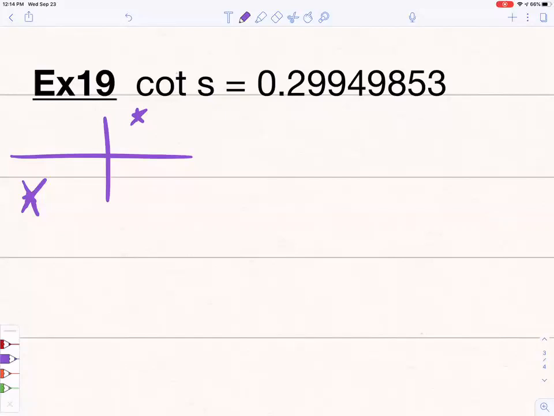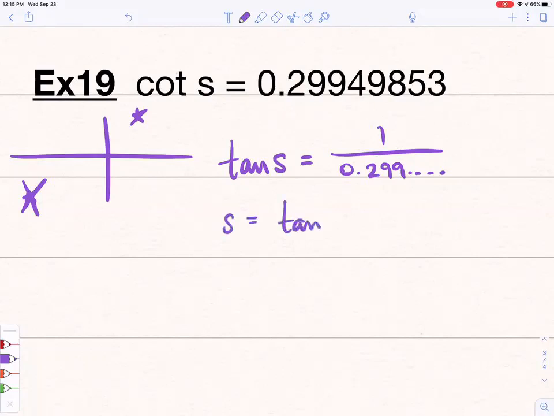Okay? So what's another way to write this question using something I have a button for? So tangent of S equals... so tangent and cotangent are reciprocals of each other. So if cotangent equals 0.2, tangent equals 1 over 0.2. The plan is the same though. Okay, it's still quadrants 1 and 3 with 3 thrown out. But now I can say, all right, so S is going to equal tangent inverse of the fraction 1 divided by 0.2, etc.